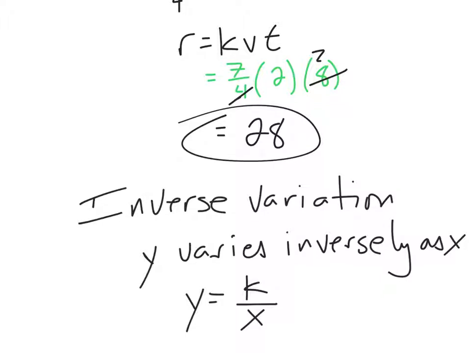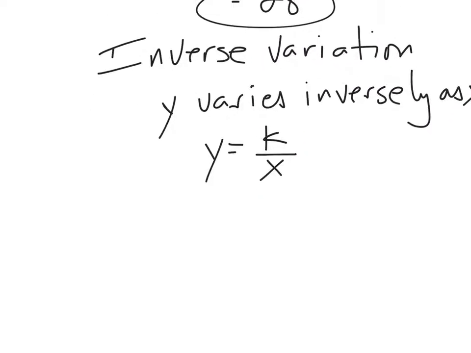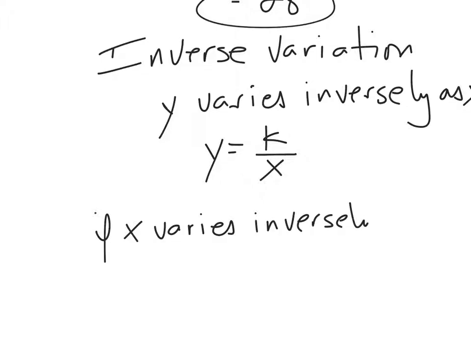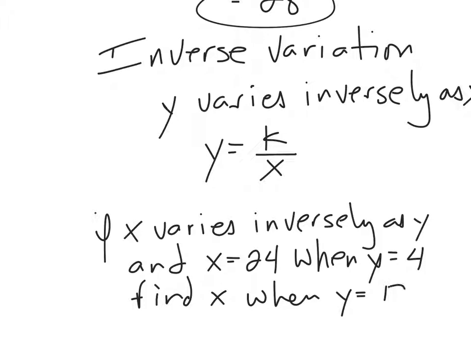Now it's the same deal, right? Nothing's really changed. So let's try one. Let's play with the following problem. If x varies inversely as y and x equals 24 when y equals 4, find x when y is equal to 12.